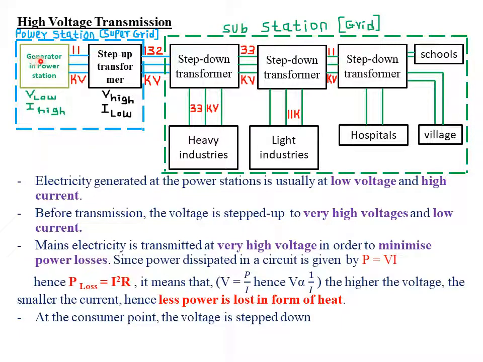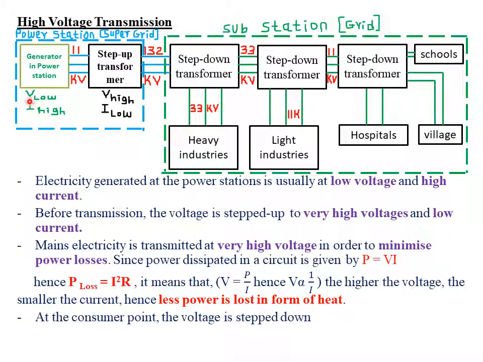So within the AC generators, of course, as the coils are turning, an EMF is being induced because the coil is placed within a magnetic field, such that as it rotates, it meets with the magnetic field at angles of 90 degrees. So that induced EMF within the generator of the power station is usually at very low voltage and very high current. So electricity generated at the power station is usually at very low voltage and very high current.